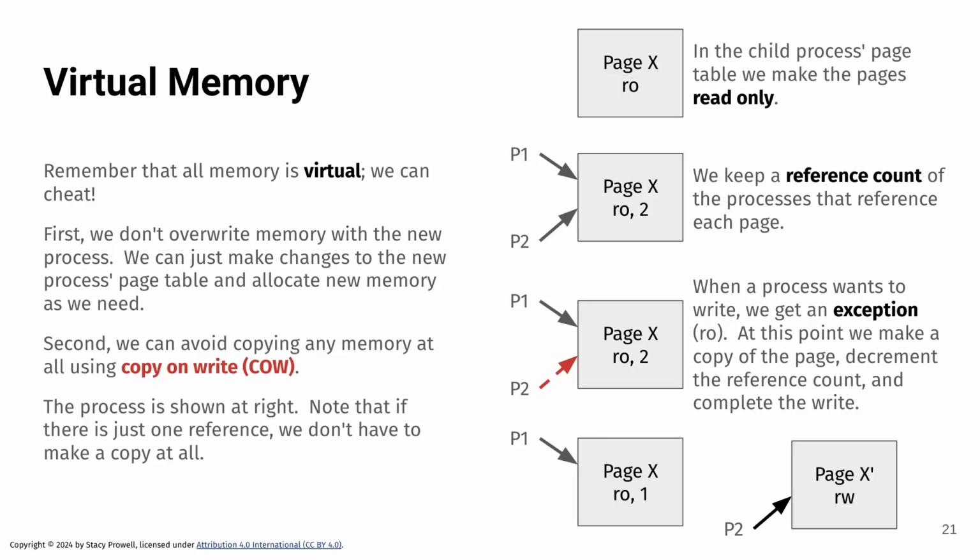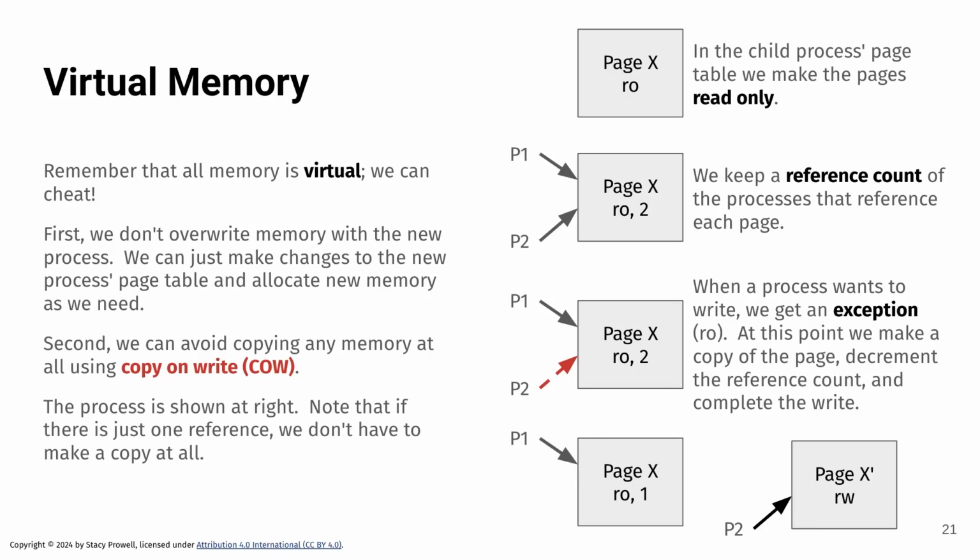We make a duplicate of it somewhere else in physical memory. We update the child's page table so it's got the same address as it always had, but now it points to a different place in physical memory. Remember, all memory is virtual, so I just point that to a different place in physical memory, and I mark the page as writable, and I complete the write. So what I did was I copied the page when the child tried to write to it. If the child never tried to write to it, I wouldn't bother to copy it.